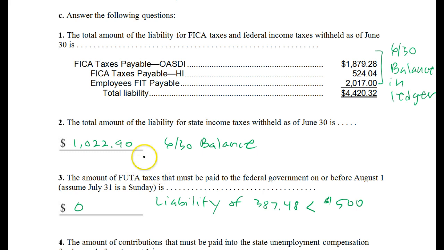The amount of FUTA taxes that must be paid to the federal government on or before August 1st, and that's assuming July 31st is a Sunday, is 0. And the reason for that is, even though the ending liability is $387.48, if it's less than $500, you don't have to pay your FUTA unless you hit the very end of the year, and then you have to pay it, even if it's less than $500. But until then, you're not required to pay it.